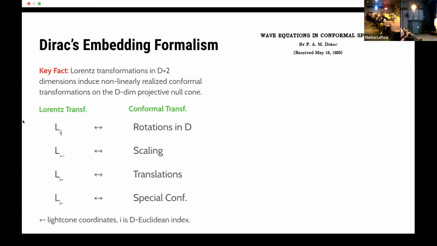So the key fact, for the experts in the audience to use the right technical terms: Lorentz transformations in d plus 2 dimensions induce non-linearly realized conformal transformations on a d-dimensional projective null cone. I'll tell you in just a moment what the projective null cone is.